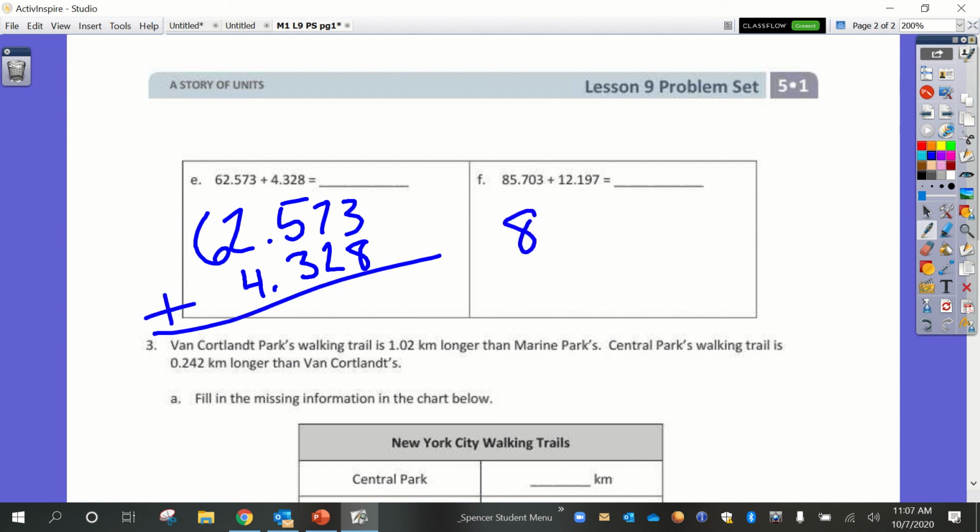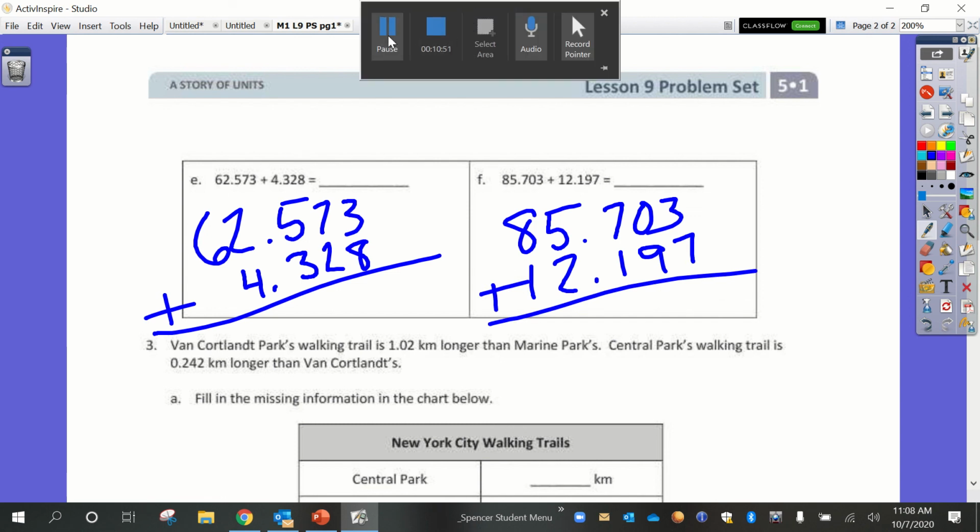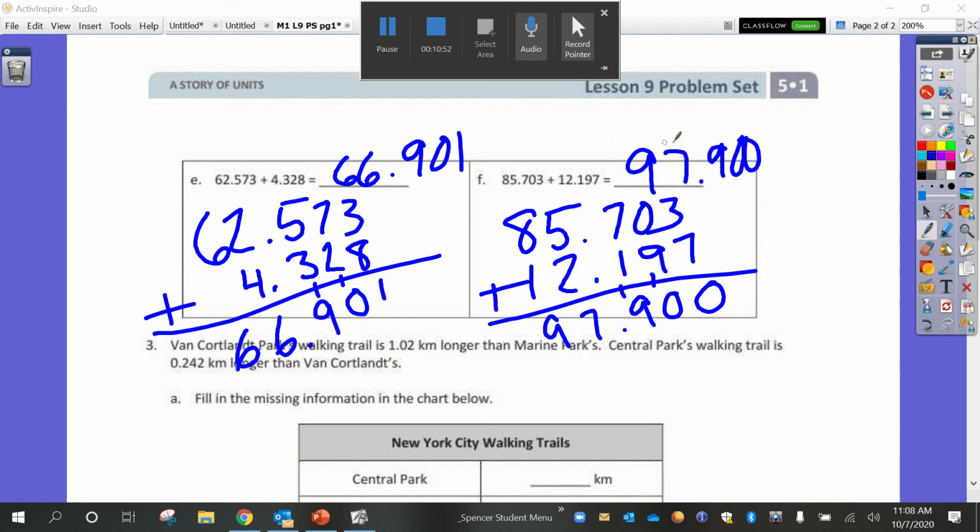All right, so let's do it again with this one, 85.703, and that's going to be 12.197. Great job. Okay, now I'd like you to pause it and answer these two questions, and we'll join you back. All right, welcome back.